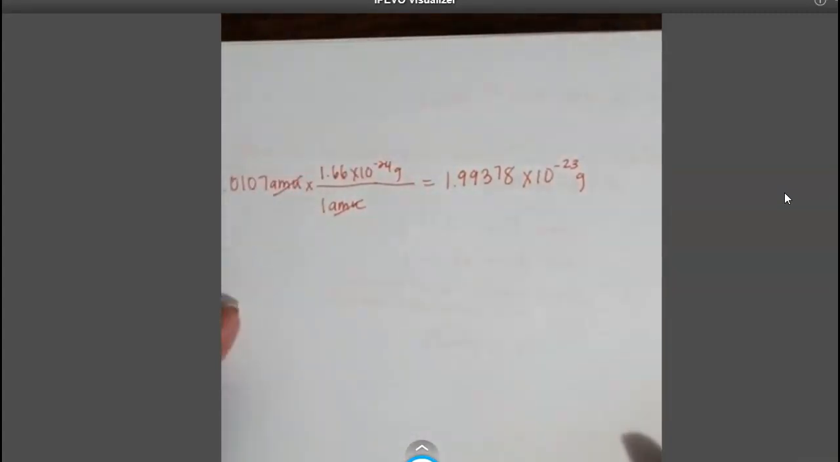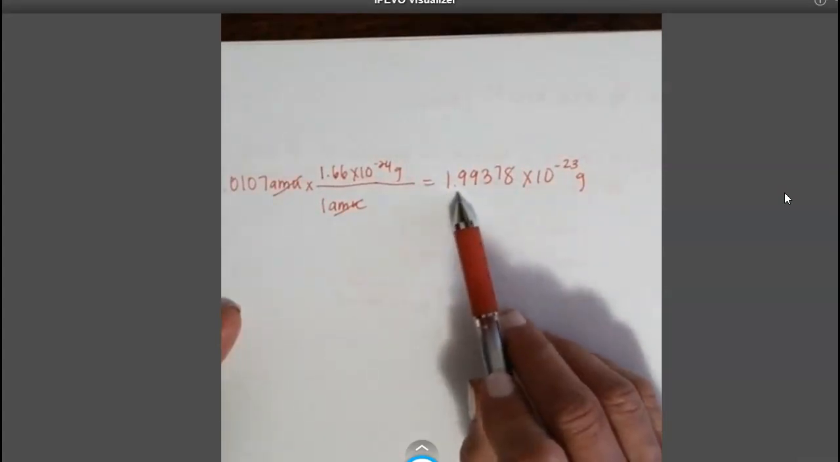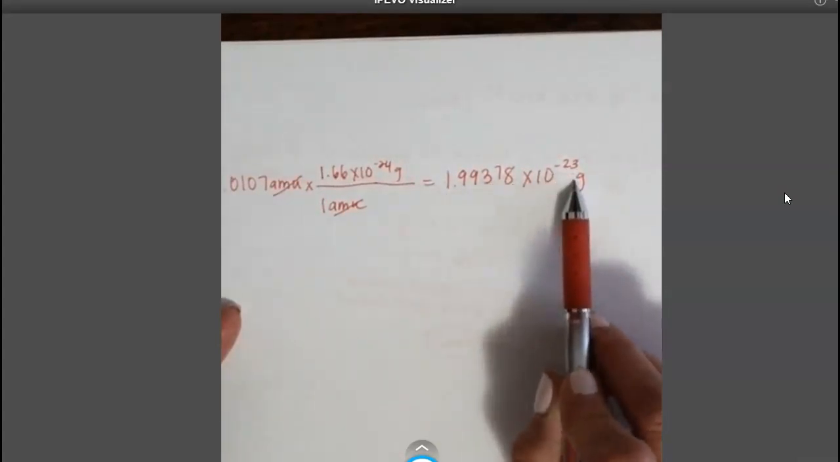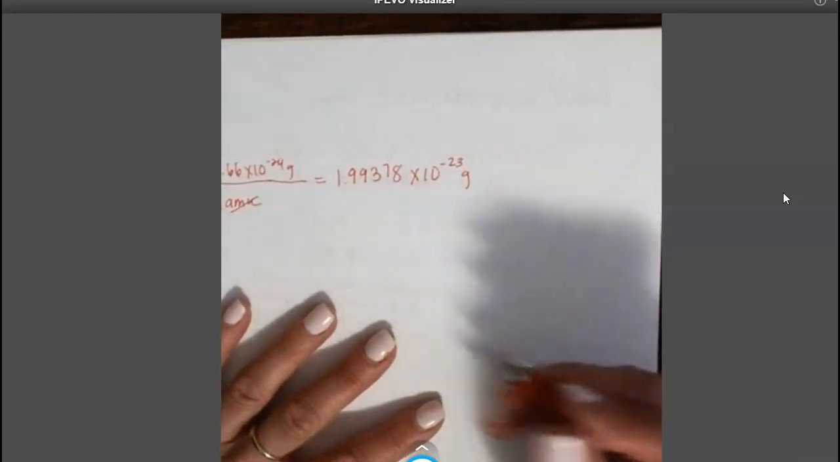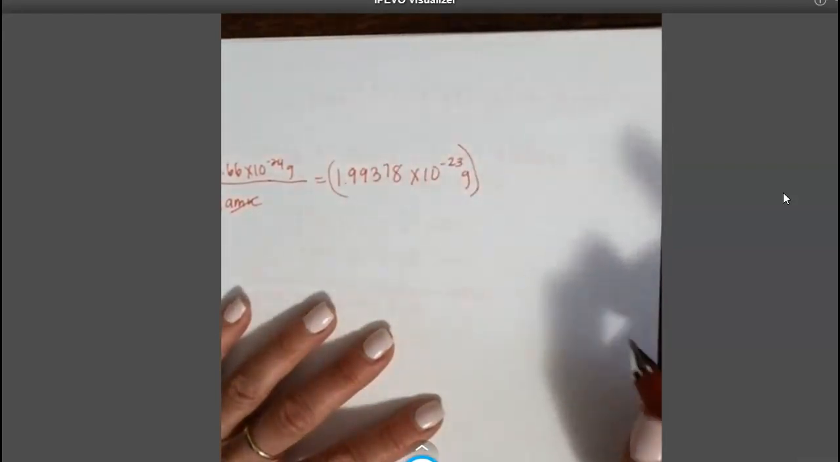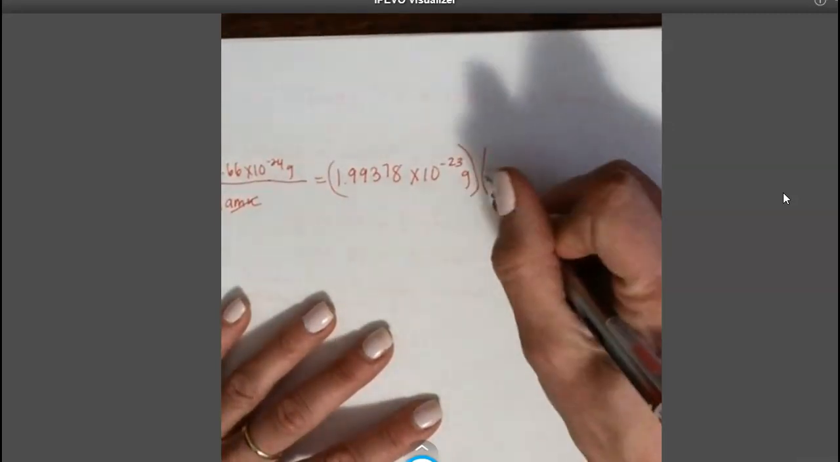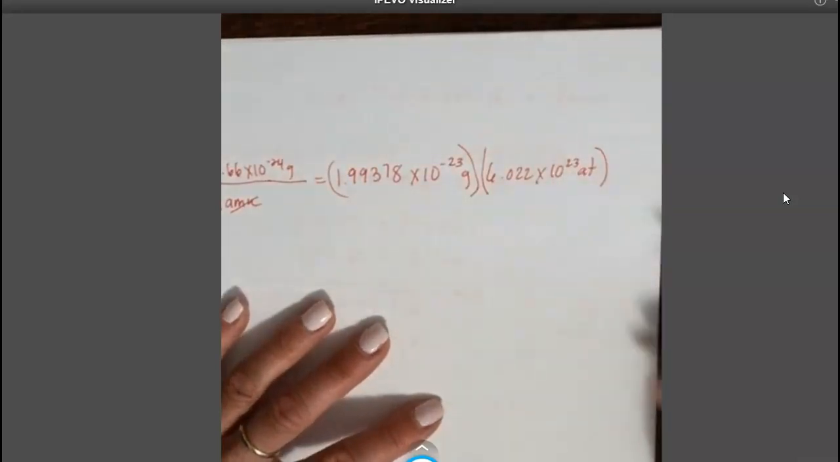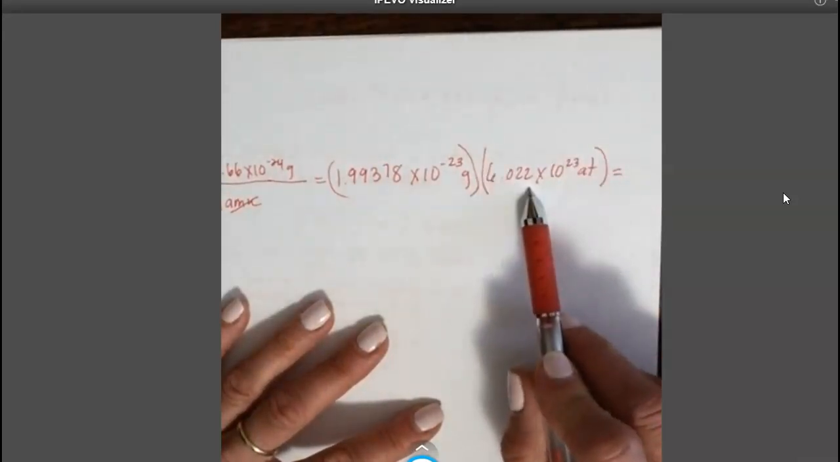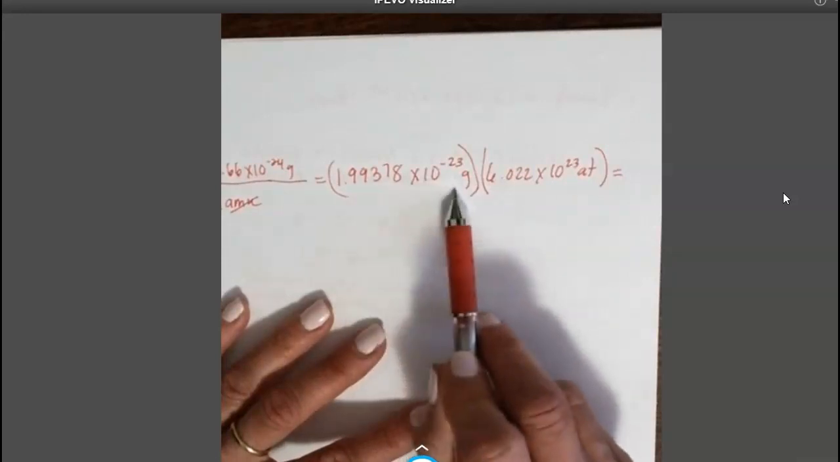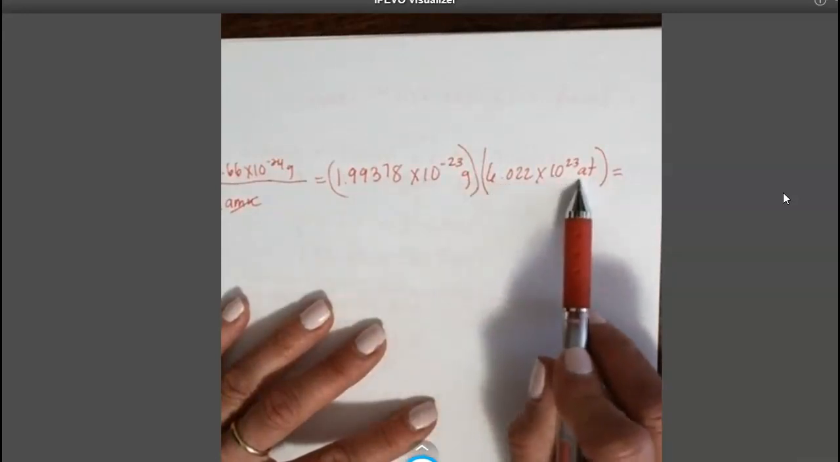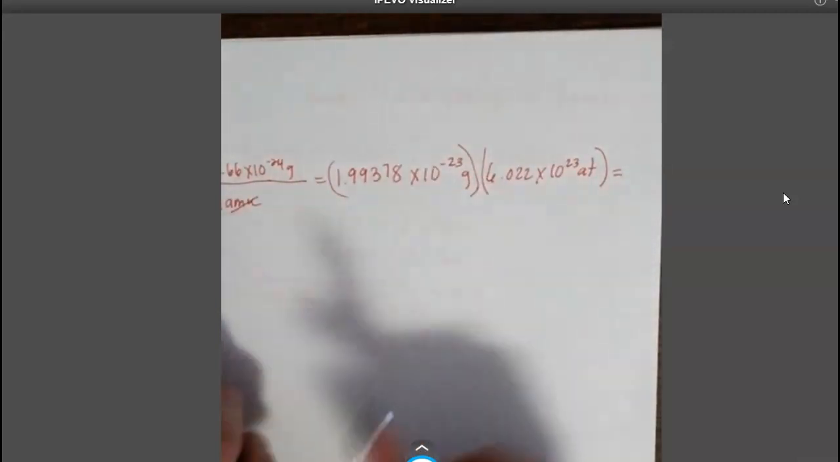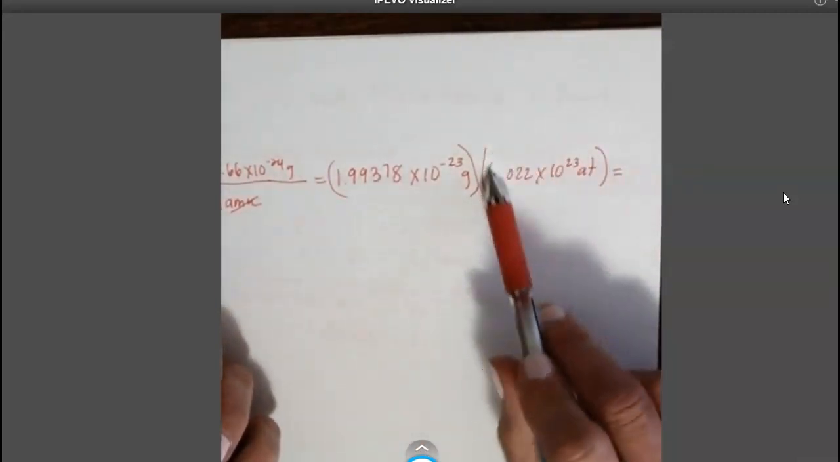So each carbon atom has a mass in grams of 1.99378 times 10 to the negative 23rd. That's one single atom of carbon. So if I was to take this mass of a single carbon atom, and if I was to multiply it by 6.022 times 10 to the 23rd atoms, I'm going to figure out what is the mass of all of these atoms. If every single carbon atom has this mass, and I have this many atoms, we are going to figure out the mass in grams of this big bunch of atoms.